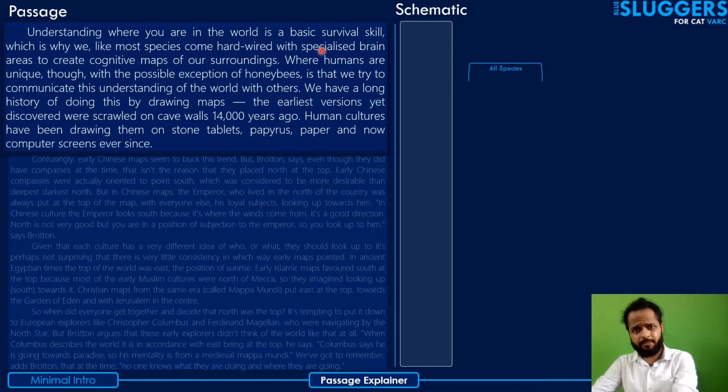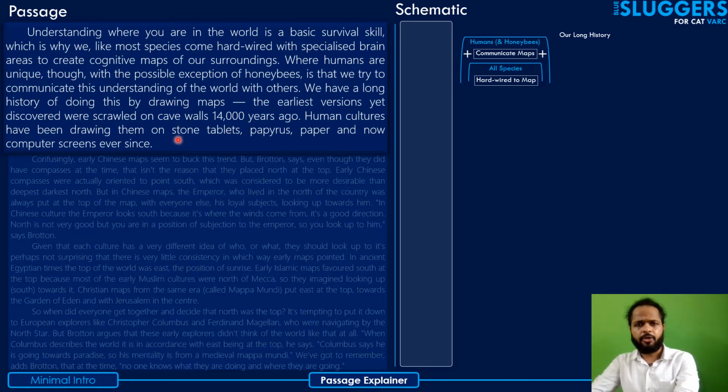Understanding where you are in the world is a basic survival skill, which is why we, like most species, come hardwired with specialized brain areas to create cognitive maps of our surroundings. Where humans are unique, though, with the possible exception of honeybees, is that we try to communicate this understanding of the world with others. We have a long history of doing this by drawing maps. The earliest version yet discovered was scrawled on cave walls 14,000 years ago. Human cultures have been drawing on stone tablets, papyrus, paper, and now computer screens ever since.